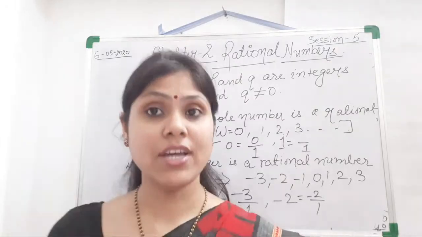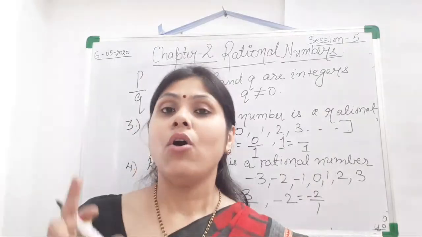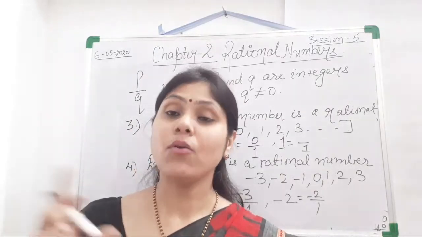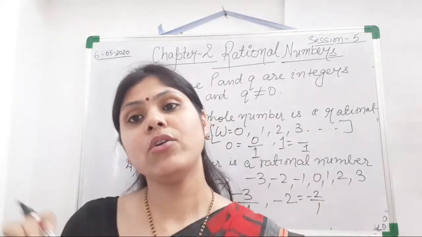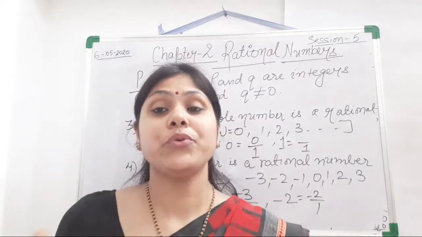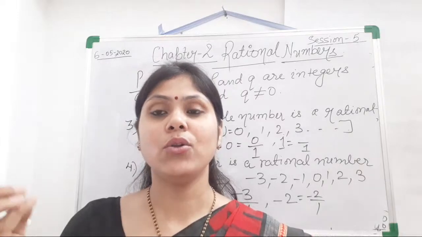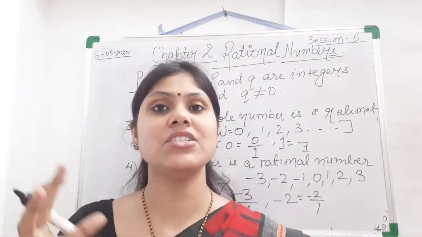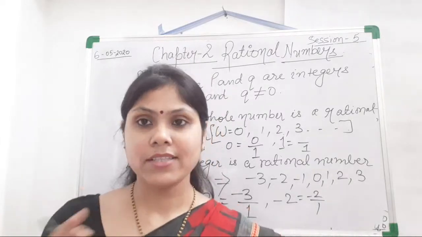As we have done, all the natural numbers were whole numbers. Then we did integers, which contained all natural and whole numbers. Now we are doing rational numbers. We will see that all the natural numbers, whole numbers and integers are contained in rational numbers. Now, the next, last one.